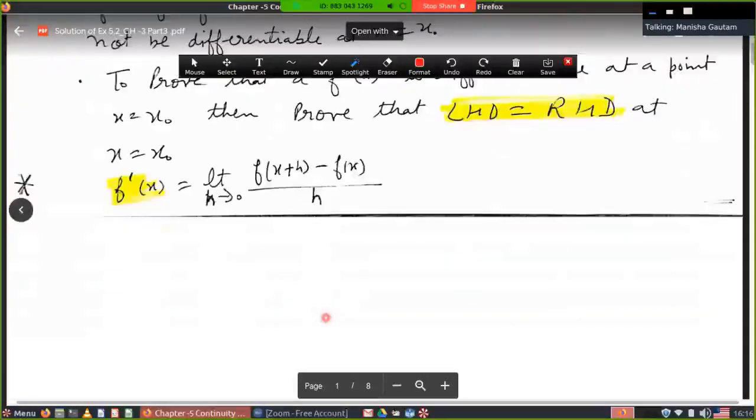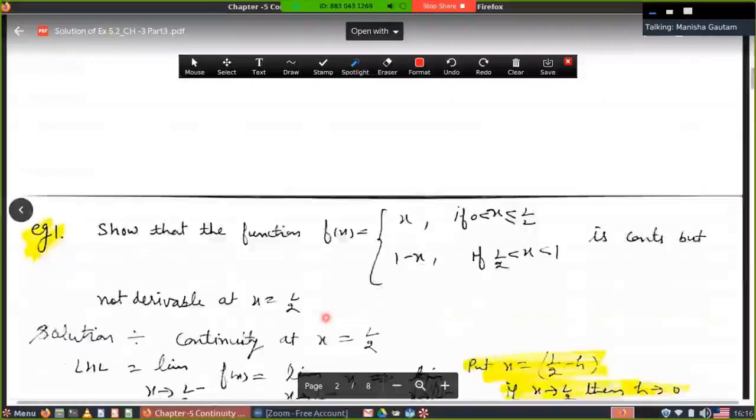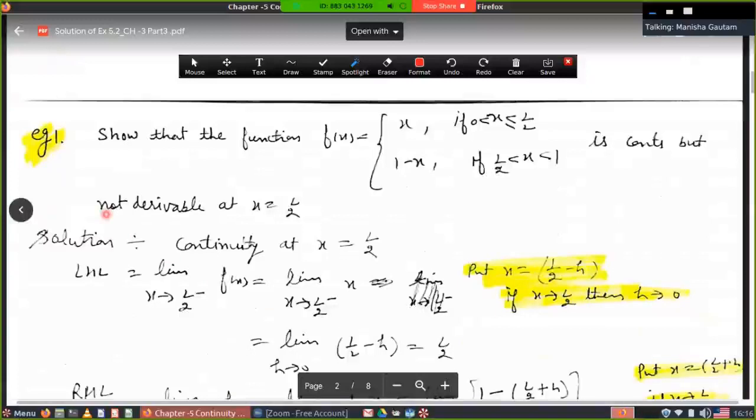First example. Show that the function f(x) is equal to x if x is greater than 0 and less than or equal to half, and it is 1 minus x if x is greater than half and less than 1, is continuous but not derivable at x = half. The given function is continuous but not differentiable at x = half; this you have to prove.